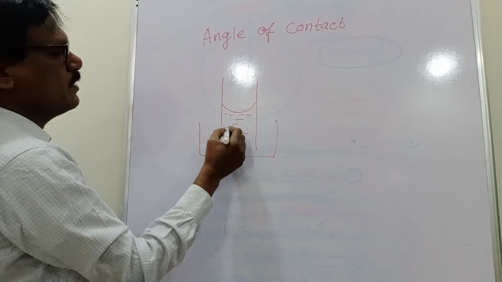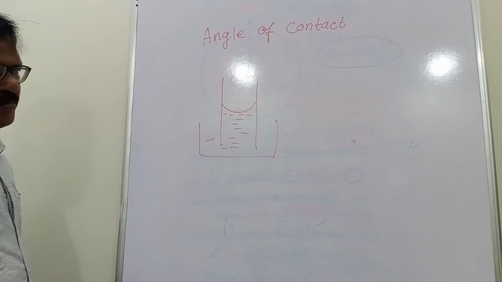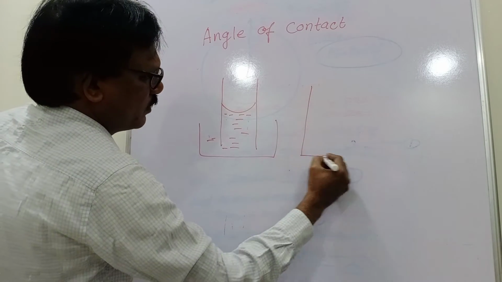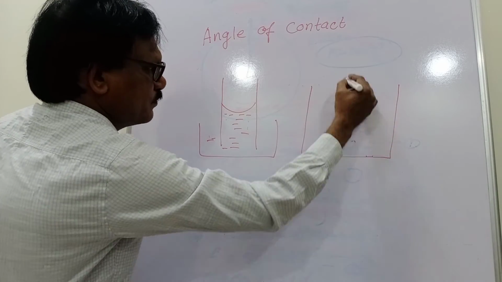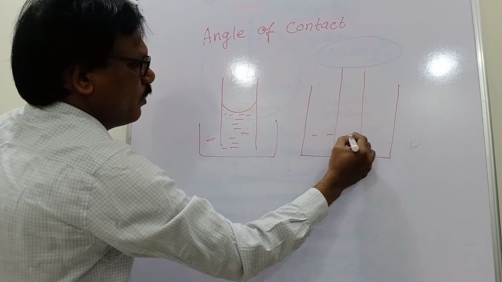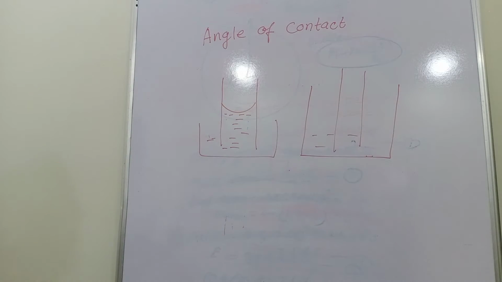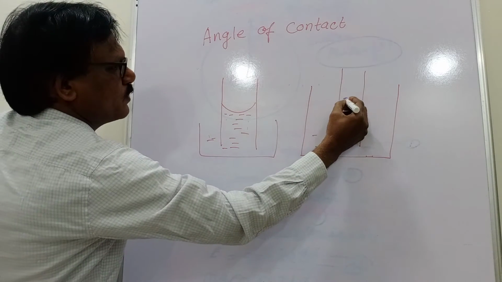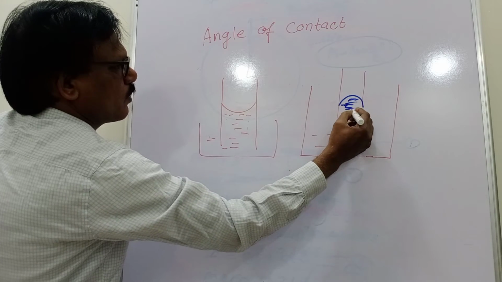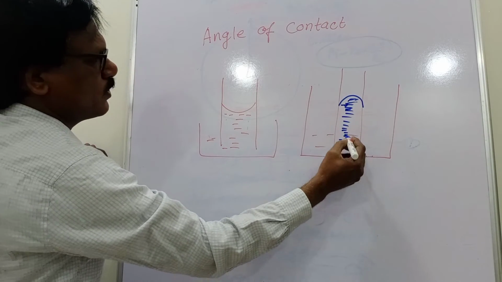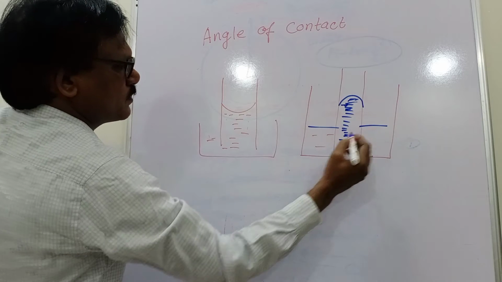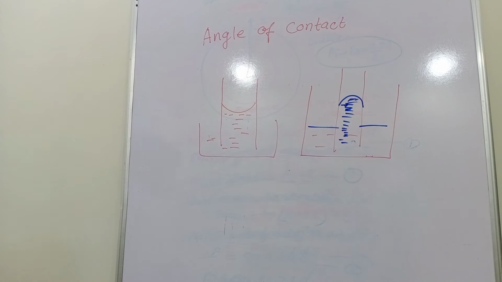In water though you will get this, which is called the meniscus. And if we have a tube and if you have mercury here, then in mercury the surface will be convex. The surface will be convex because of two types of forces.